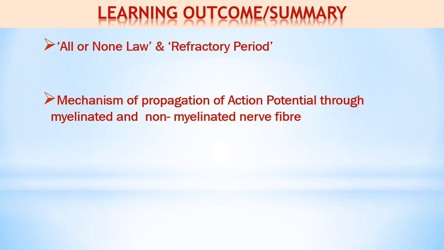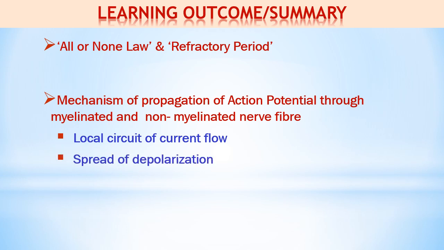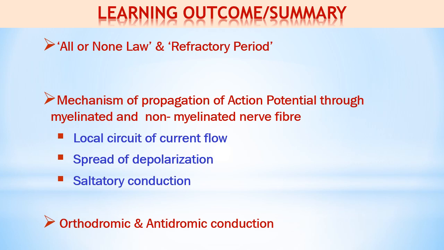We discussed finally the mechanism of propagation of action potential through myelinated and non-myelinated nerve fiber, and very importantly, we discussed the local circuit of current flow, which occurs at the point of entry of sodium ion towards the neighboring areas, and which ultimately leads to the development of action potential in the neighboring areas, and that is actually the spread of depolarization. In the case of the myelinated neuron, we discussed the saltatory or jumping mode of conduction of depolarization from node to node. And finally, we discussed the orthodromic and antidromic conduction in neurons, where the antidromic conduction cannot cross the synapse, and that's why all the conduction in neurons is basically orthodromic, that is, in only one direction.